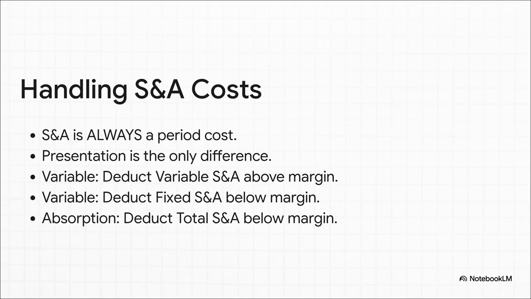Here is a rule you must memorize. S&A is always a period cost in both methods. Never ever capitalize S&A into your inventory product costs. The only difference is where it sits on the income statement. In variable costing, variable S&A is pulled out above the contribution margin, while fixed S&A is pulled out below it. In absorption costing, both fixed and variable S&A are grouped together and deducted way down below the gross margin.